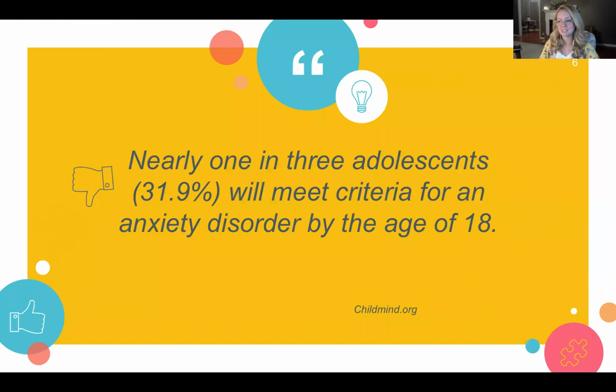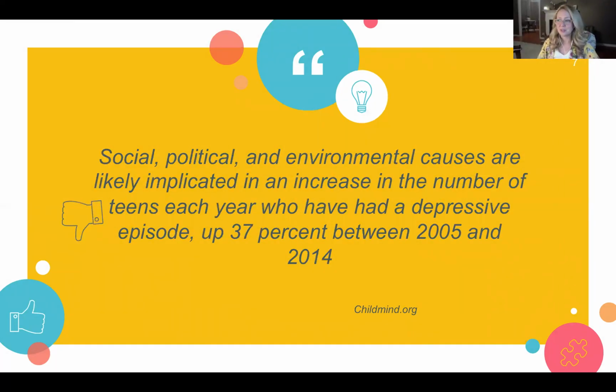So I have some statistics for you. Nearly 1 in 3 adolescents will meet criteria for an anxiety disorder by the age of 18. So not just the students that I was working with at a self-contained therapeutic classroom for children with behavior disorders and emotional disturbances. This is the whole population. So 31.9%. That is a very large segment. Social, political, and environmental causes are likely implicated in an increase in the number of teens each year who have had a depressive episode, up 37% between 2005 and 2014. So that's a dramatic increase.